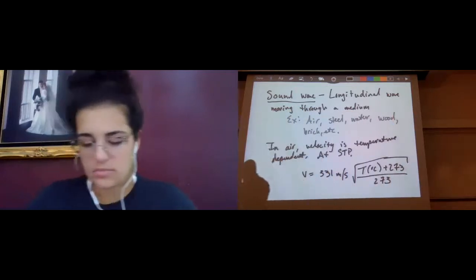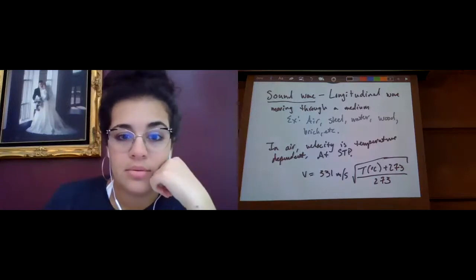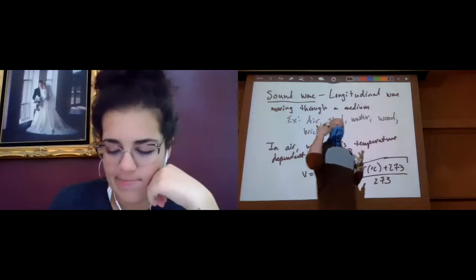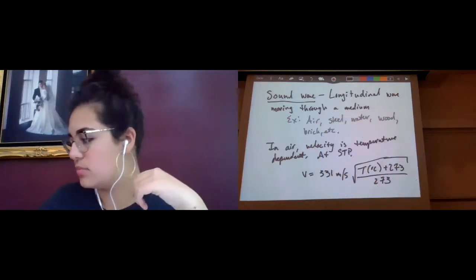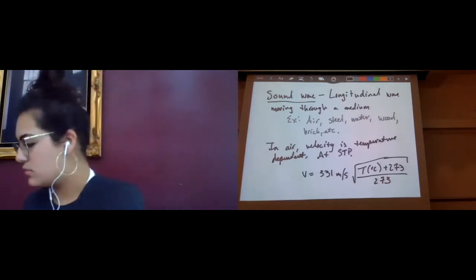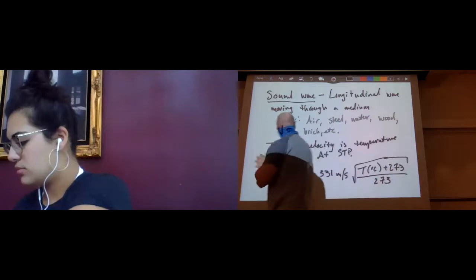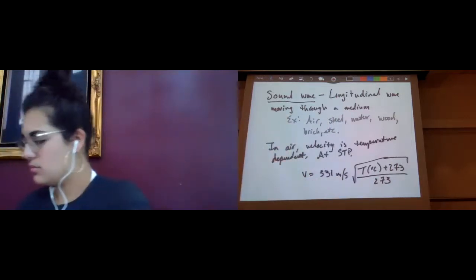So again, we start talking about sound waves. As we know, a sound wave is a longitudinal wave, which has to move through some sort of medium. Most of the time when we think about sound, we think about the sound moving in air. That's how you hear me right now, but it doesn't have to move specifically in air. It can move within any type of medium. It could be steel, some sort of metal, it could be water, it could be wood, brick. Each one of these will have a different speed of sound.